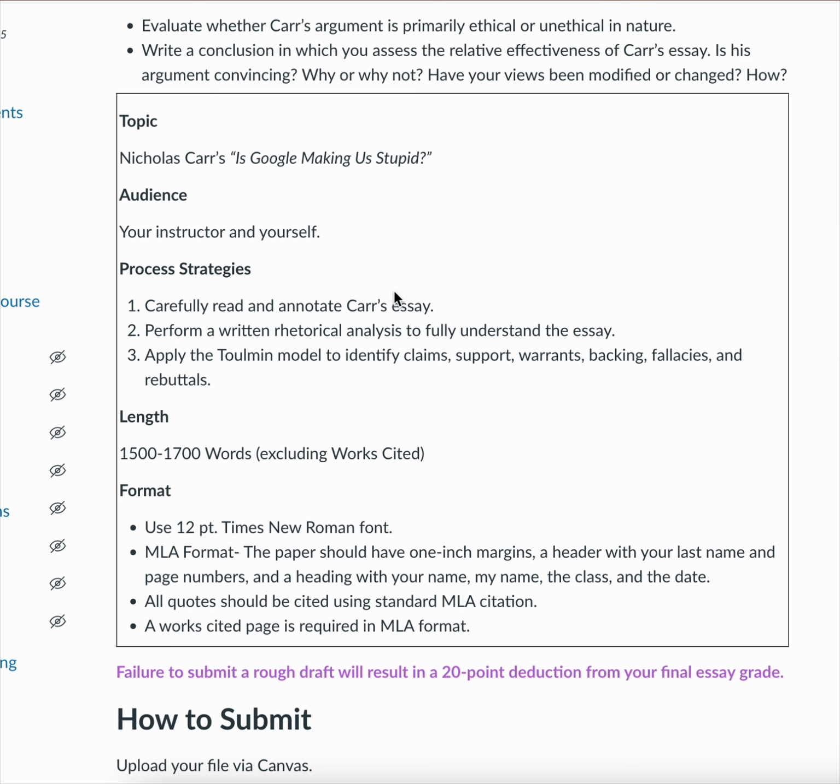Next, what I do suggest is make sure that you carefully read and annotate Carr's essay. If you haven't printed it out, I suggest you print it out. That way you can annotate it, highlight, and note any things that you feel are important, maybe quotes you want to use, moments of strong or weak reasoning, etc. Perform a written rhetorical analysis. This is to fully understand how the essay is working. You apply the Toulmin model and identify any claims, supports, warrants, backing, fallacies, and rebuttals.